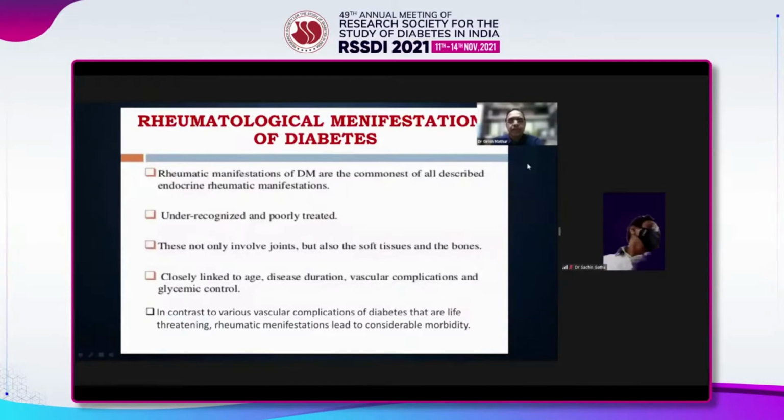The rheumatic manifestations of diabetes are the commonest of all described endocrine rheumatic manifestations. These are under-recognized and poorly treated. They involve not only joints, but also soft tissues and the bones. These manifestations are closely linked to age, disease duration, vascular complications, and glycemic control. In contrast to the various vascular complications of diabetes, which are life-threatening, these manifestations are not life-threatening, but lead to considerable morbidity.